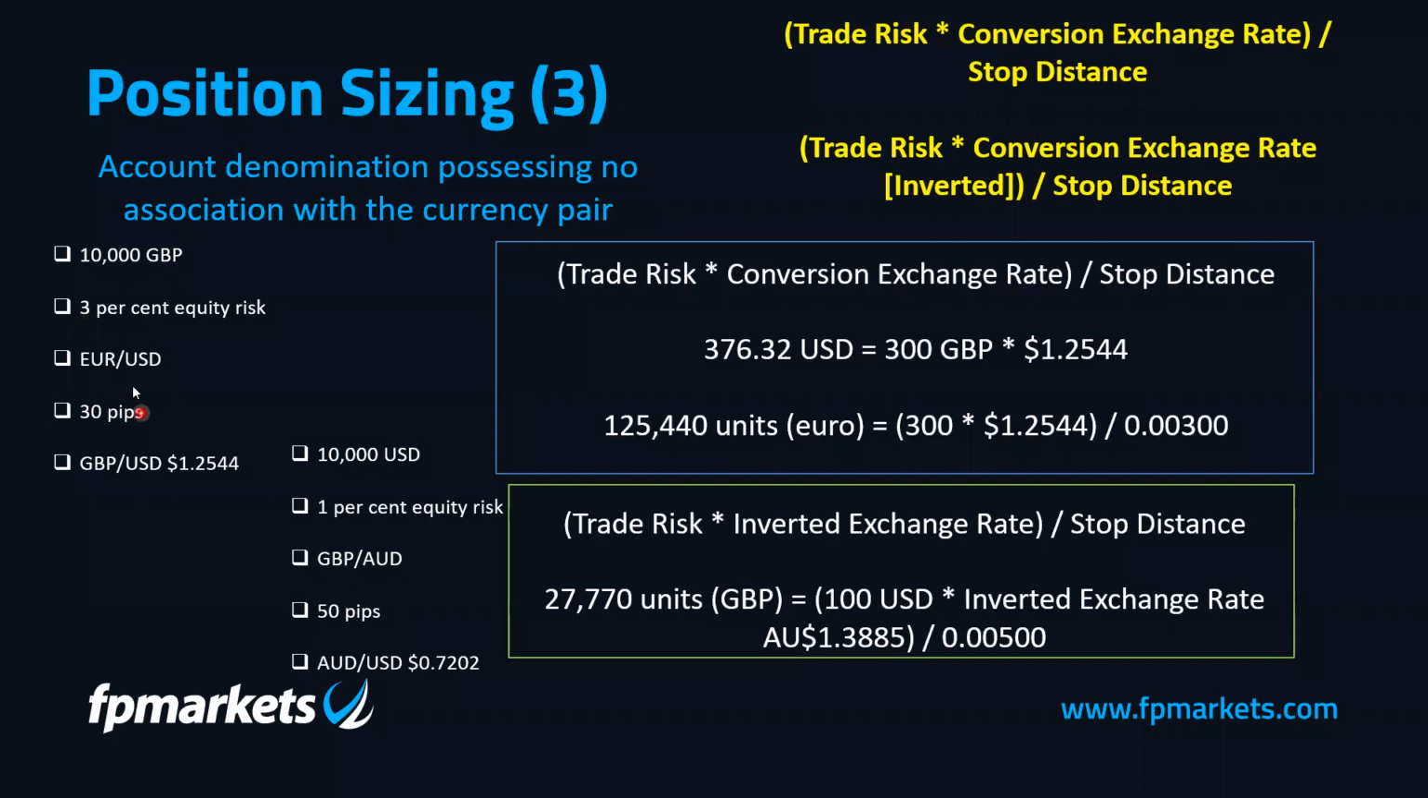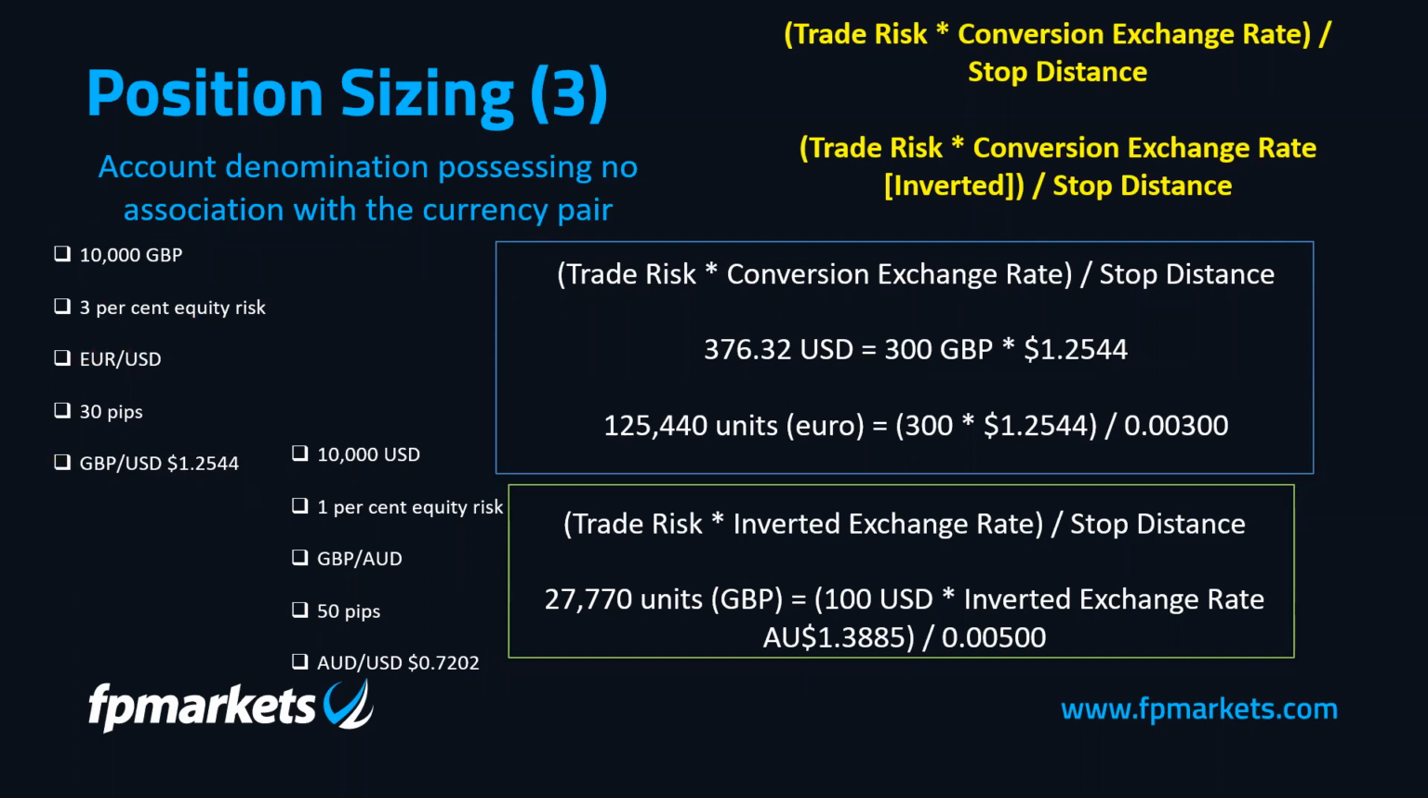No worries on that. So yeah, we're trading the euro dollar. Our stop loss distance is 30 pips, and the pound dollar exchange rate is 1.2544. Okay, you'll know why we need that in a minute. So this is our setup. This is what we're working with right now.